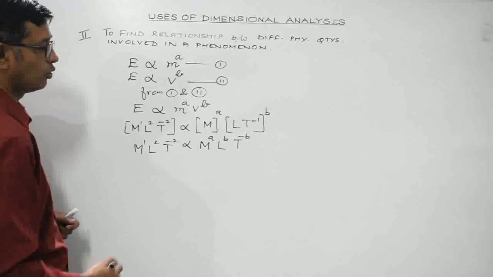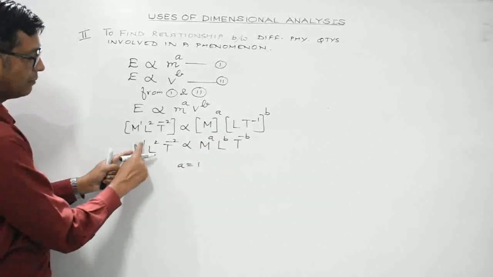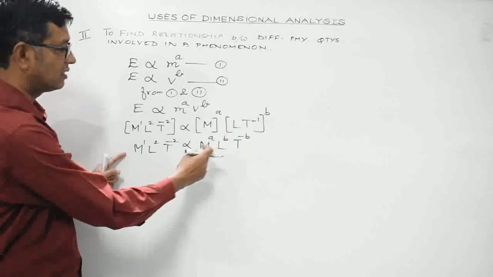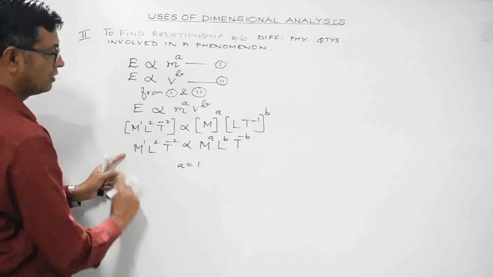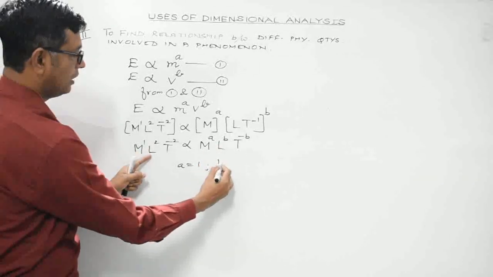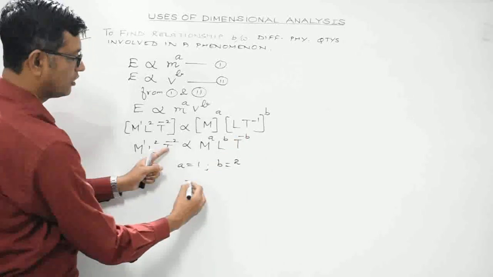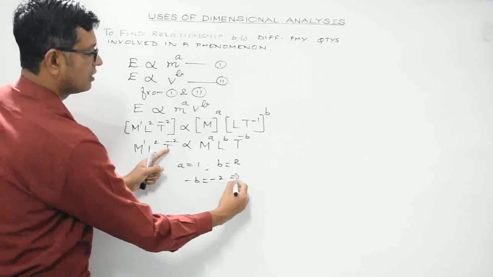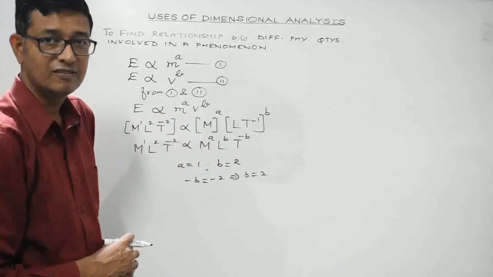So as per the principle of homogeneity of dimensions, a must be equal to 1. Here it's m to the power 1 and on the right hand side it's m to the power a. Right? So a should be equal to 1. What about b? b should be equal to 2. And over here also you can check minus b equals to minus 2. You will get the same result obviously. So we have obtained the value of a and b, isn't it?